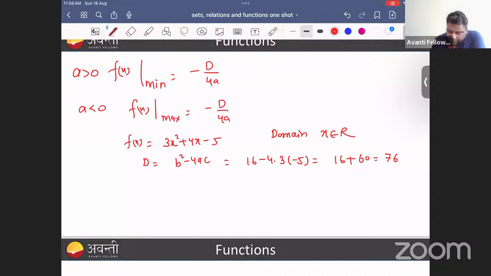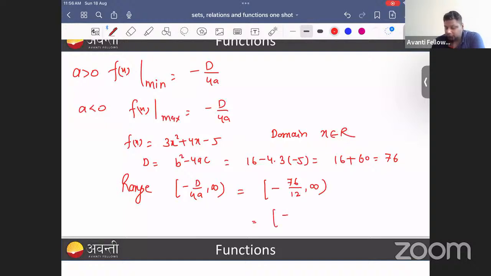Got it? So the range will be what? Minus D by 4a to infinity. That is minus of D, which is 76, upon 4a. 4a will be 12, to infinity. That is with a negative sign. So that's it: minus 76 upon 12 to infinity. Got it?